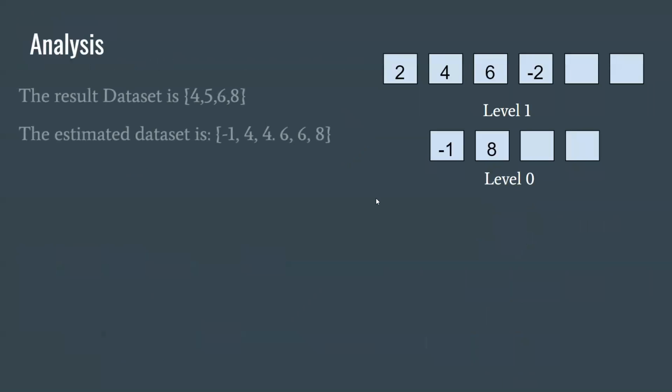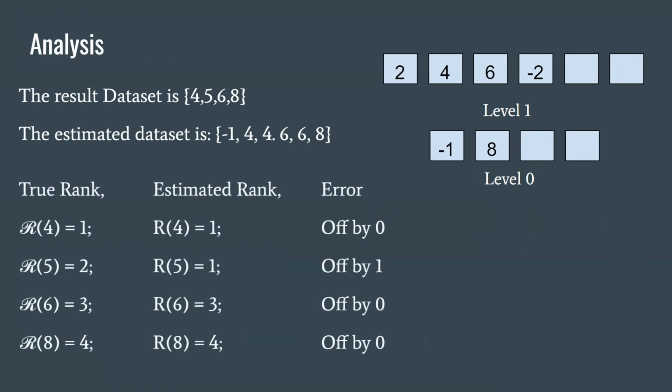After processing all operations, the true dataset contains 4, 5, 6, and 8. And our estimation is negative 1, 2, 4, 2, 6, and 1, 8. The true rank for item 5 is 2, whereas in our estimated rank, it is 1. So it is off by 1. For the rank of other items 4, 6, and 8, we accurately approximate their rank.